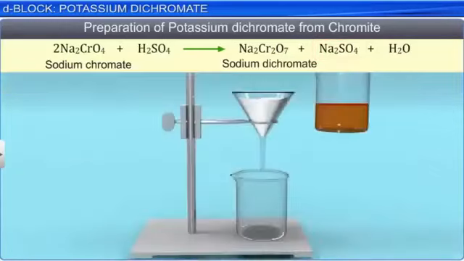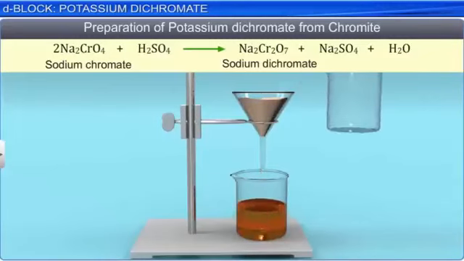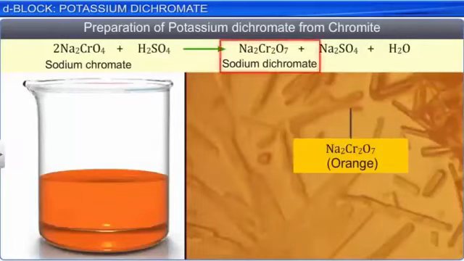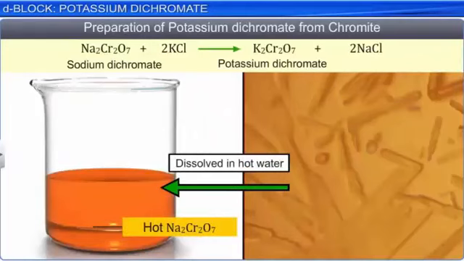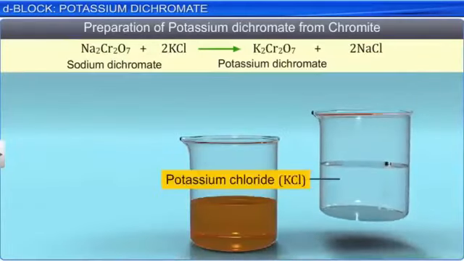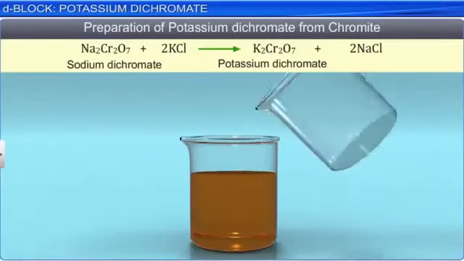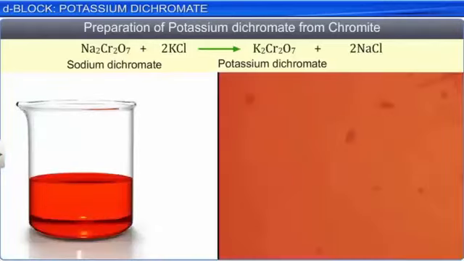This is filtered hot and allowed to cool, after which the orange-colored sodium dichromate separates on standing. A hot concentrated solution of sodium dichromate is treated with a calculated quantity of potassium chloride. Potassium dichromate, being less soluble, crystallizes out on cooling.